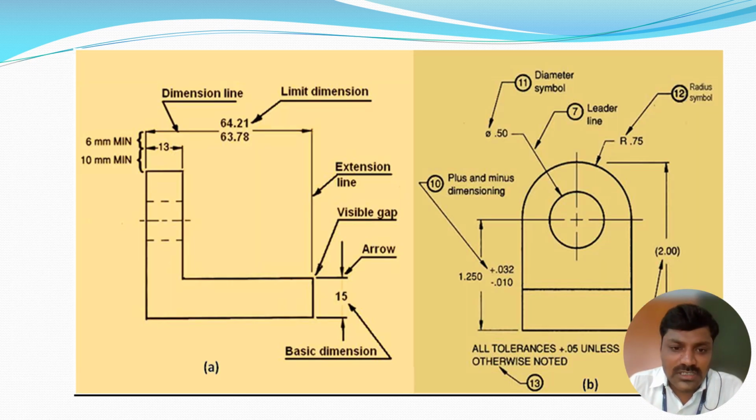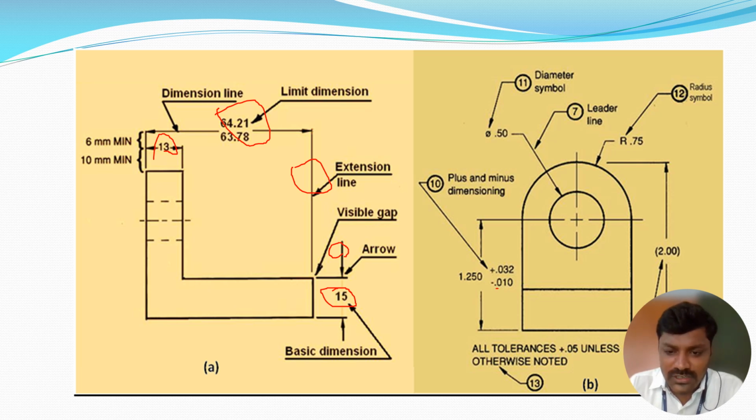This is the dimension line. You have to specify the dimension line like that, with arrowheads, and in the center you write 64.21 mm. Here it is 13 mm. This is called the extension line. For example, if you are not able to place the dimension here, you can bring an arrow here and dimension like that. For example, see that one component is dimensioned here.